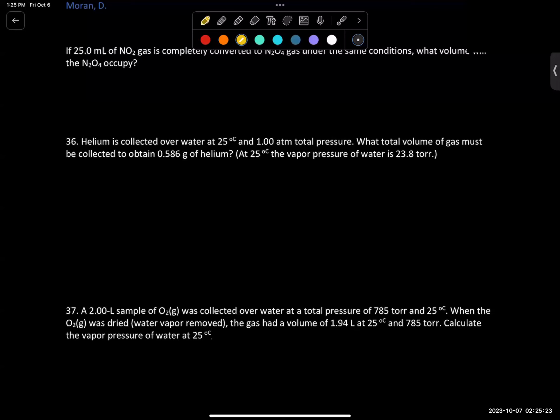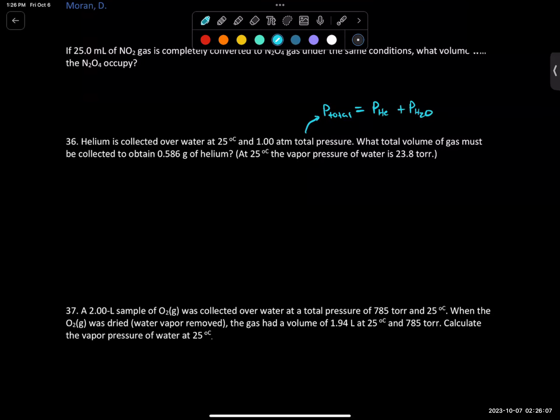All right. Let's go ahead and go over this problem. Let's walk through it together. Helium is collected over water at 25 degrees Celsius and a total pressure of 1 atmosphere. So let's break down this problem. Total pressure is talking about what combination of pressures? The helium and water. Yeah, so the pressure of helium plus H2O.